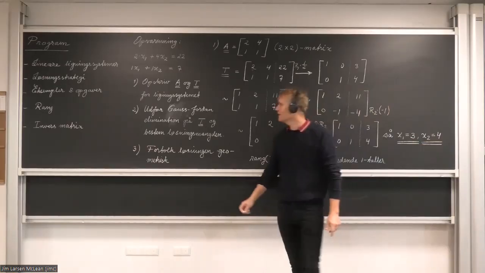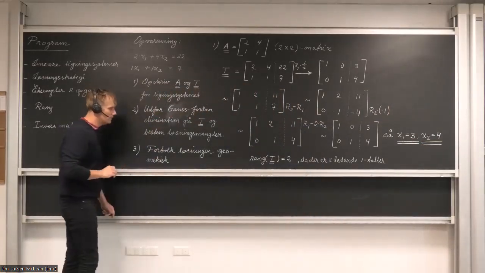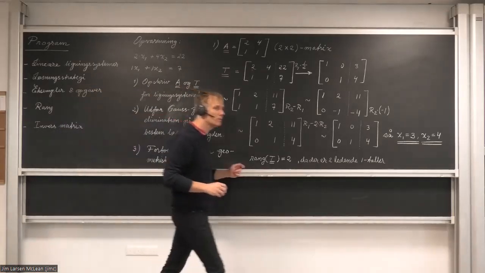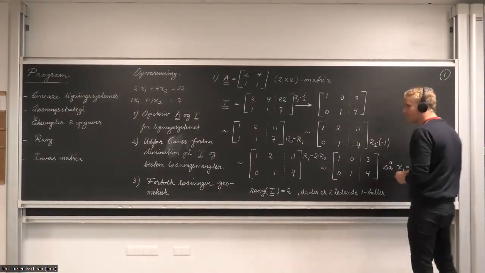And now we will see as we move down to point 3 here, we have just done this. Now at point 3, we need to interpret the solution geometrically. Let's try to do that on the next board. So that was number 1.